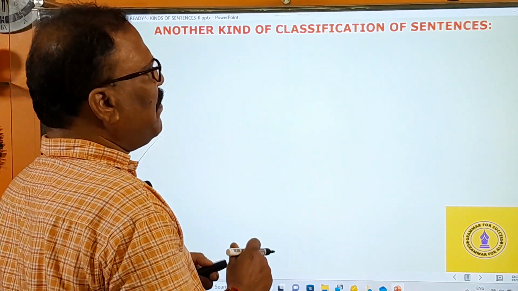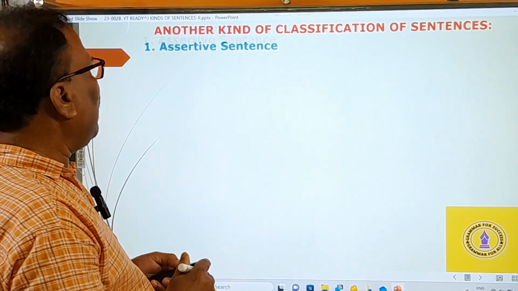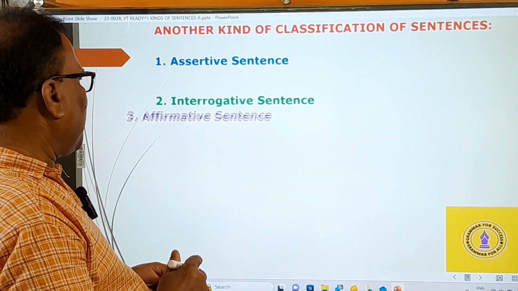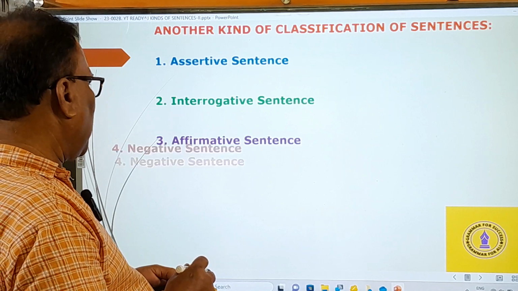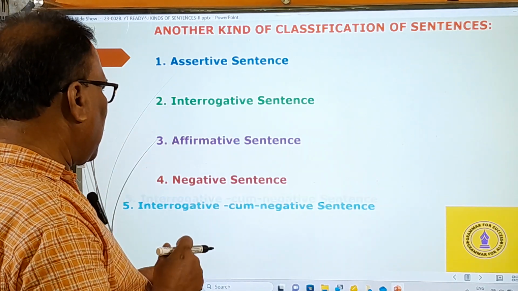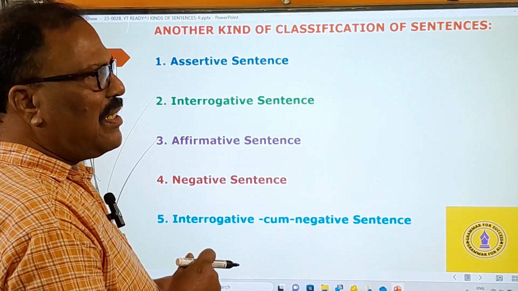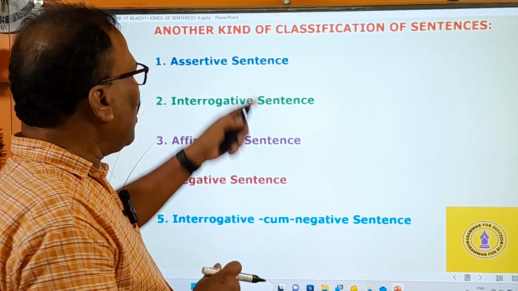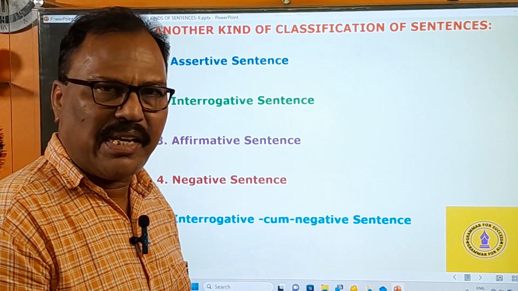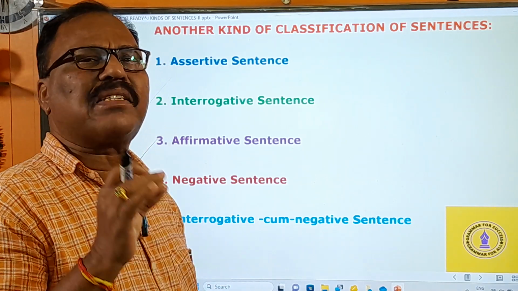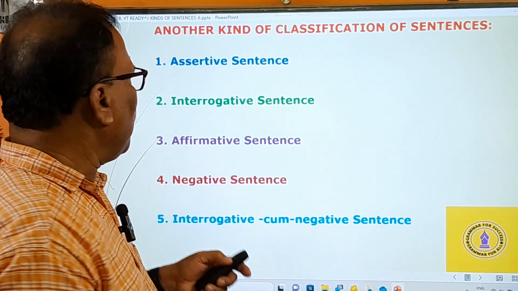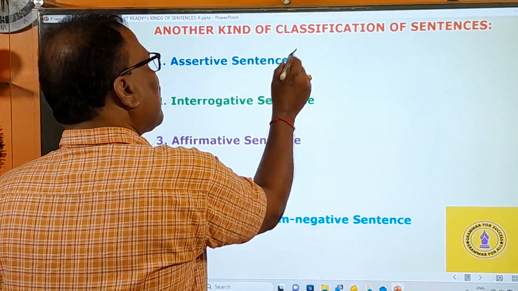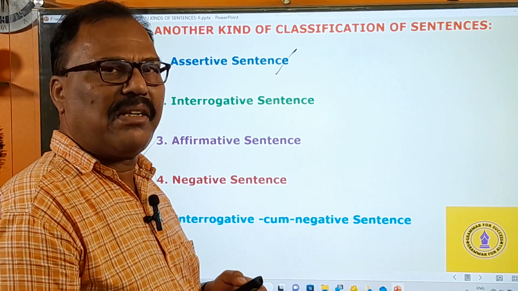Another kind of classification of sentences, what are they? Assertive sentence, interrogative sentence, affirmative sentence, negative sentence, interrogative cum negative sentence. These are the 5 kinds of sentences. If you are thorough in these 5 kinds of sentences, your English will be excellent, right? And fluent also. And here assertive sentence means, in the previous video itself I made it clear.